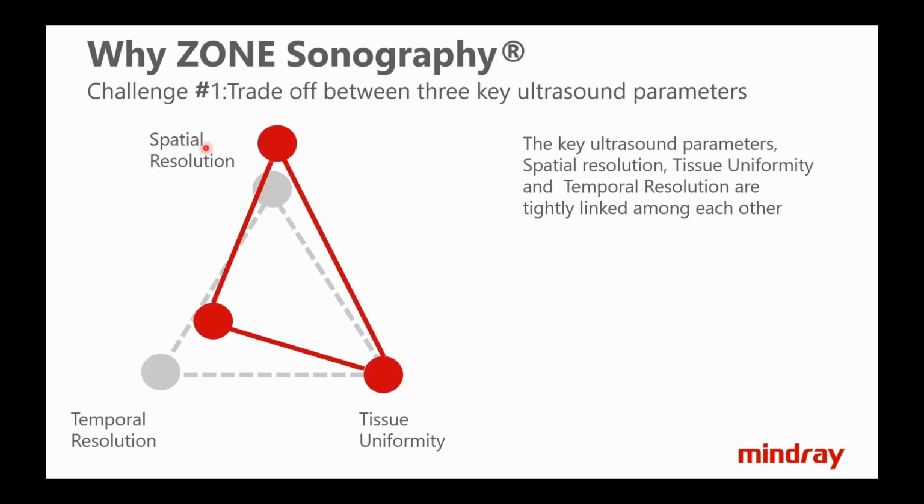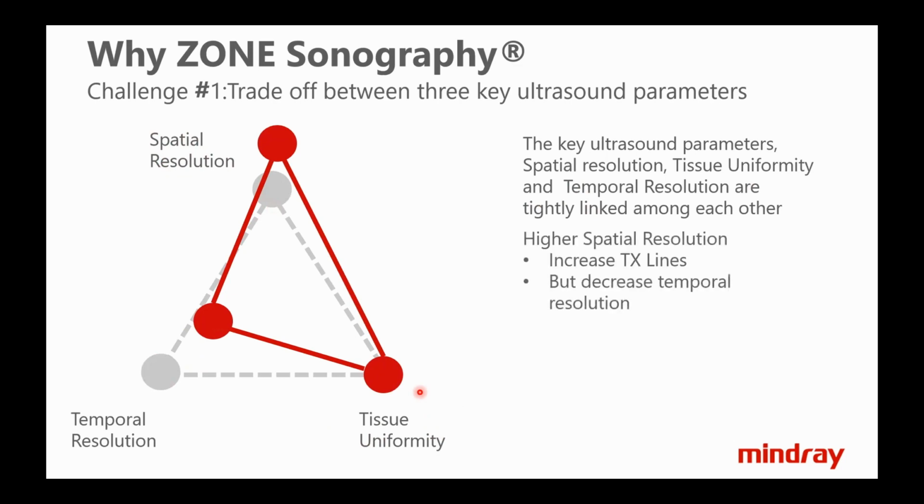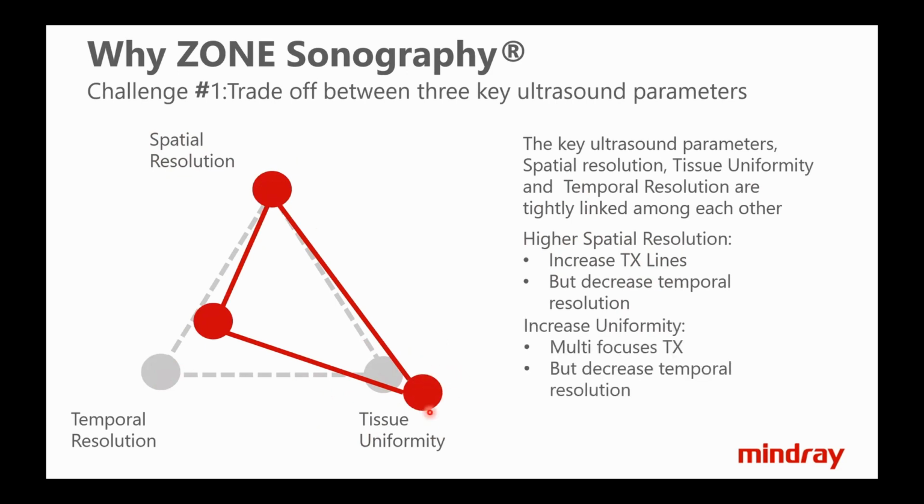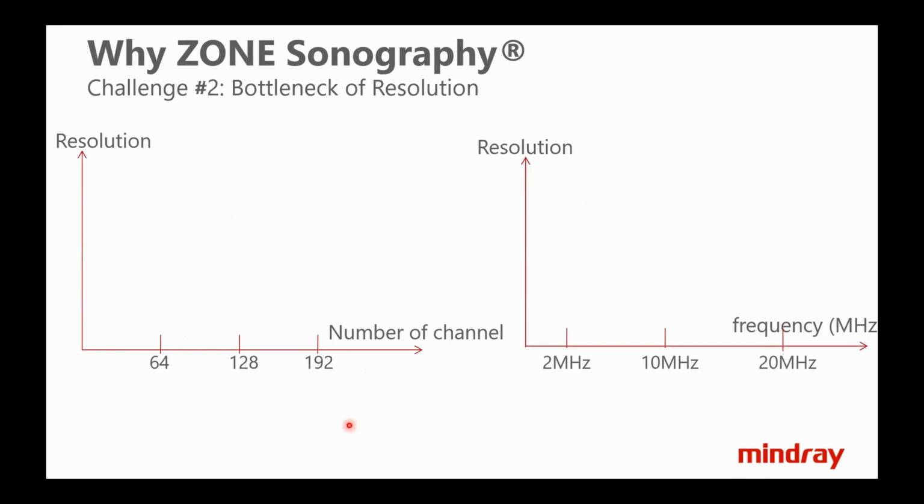Okay, what if we increase the spatial resolution? If we increase the spatial resolution, the temporal resolution will decrease a little bit and tissue uniformity will be the same. So higher spatial resolution means increasing the TX line but decreasing the temporal resolution. What if we increase the tissue uniformity? That means multi-focus of TX, but it also decreases the temporal resolution. So for any ultrasound machine, when we increase some parameters, another parameter will decrease. In zone sonography, we try to compensate for it.